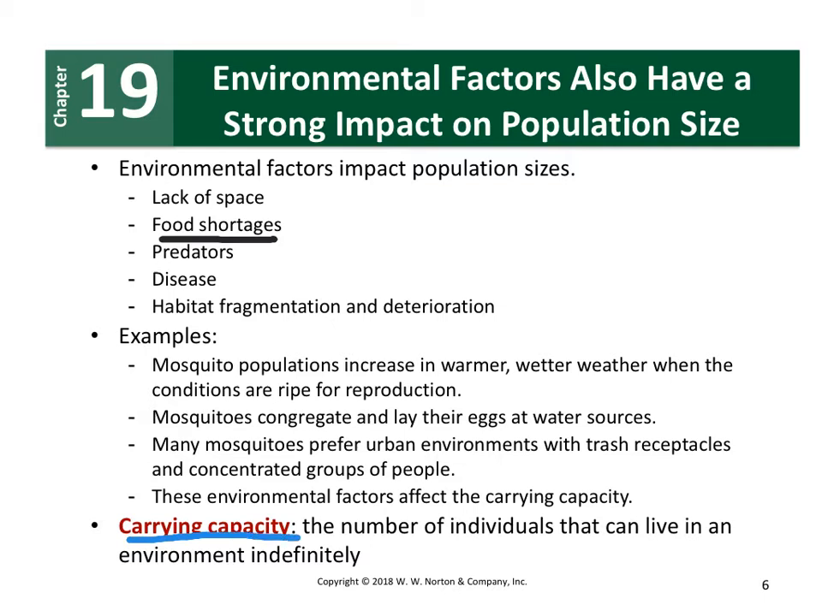Okay, but environmental factors, so obviously space. You could have a very small area with a huge population and overcrowding, a buildup of waste, and all kinds of problems, right? So lack of space. Food is a limiting resource, a common one. Predators can limit a population size from the top down.